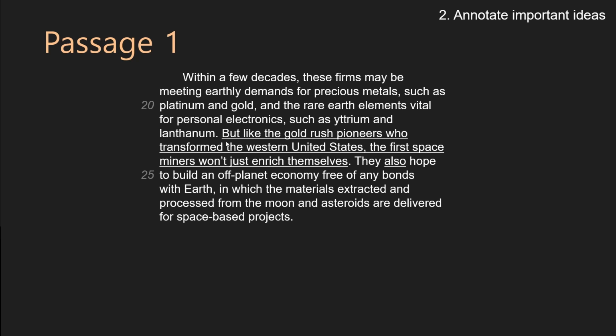Now, I underlined these sentences. I had a big but here. Buts, yets, howevers, they're pretty important signals, right? So I'm talking here about how the gold rush pioneers, just like those pioneers, the space miners are going to enrich everybody, not just themselves. That's a contrast to the previous point, right? About how they're going to make a lot of money for themselves.